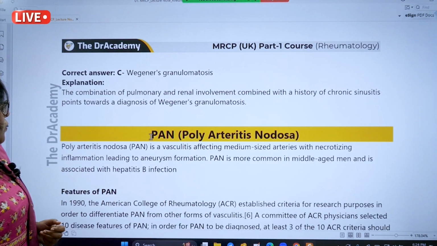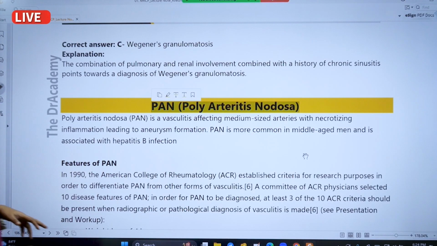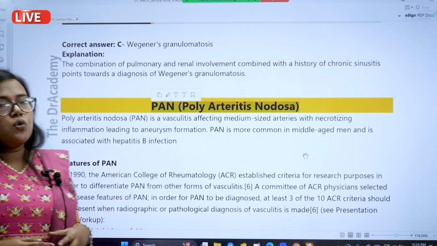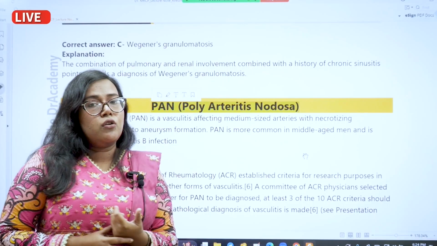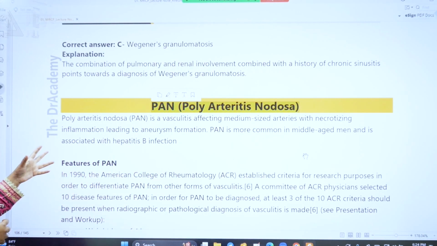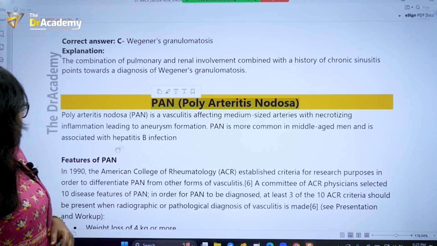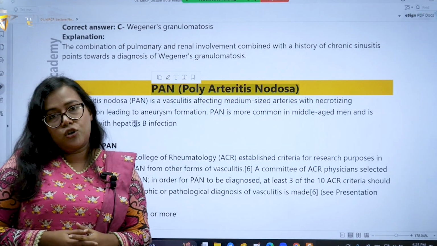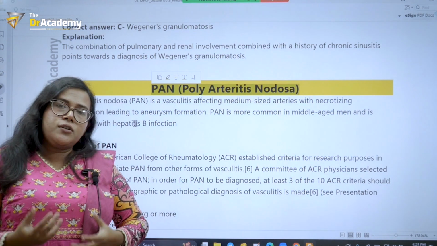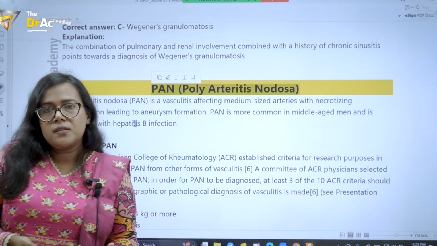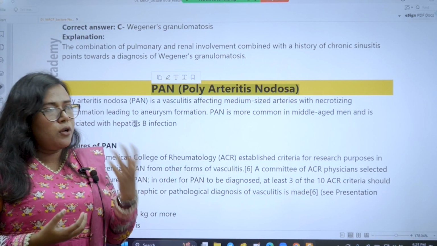Polyarteritis nodosa or PAN is a medium vessel vasculitis, and necrotizing inflammation leads to aneurysm formation here. In Wegener's granulomatosis, it leads to necrotizing granuloma formation, whereas here there is necrotizing inflammation leading to aneurysm formation. PAN is more common in middle-aged men, and this is often associated with hepatitis B infection. So that is actually your clue. If there is any mention of concomitant or prior hepatitis B virus, and now the patient has multi-system complaints, in that case, do think about polyarteritis nodosa.